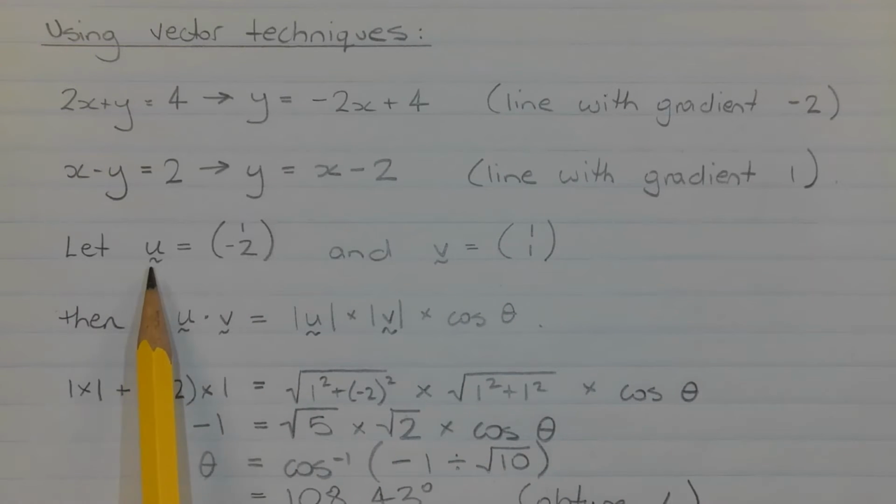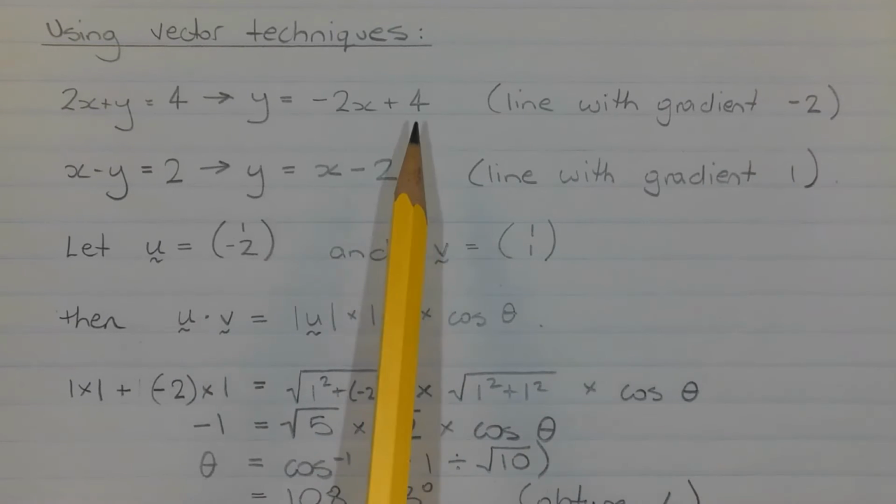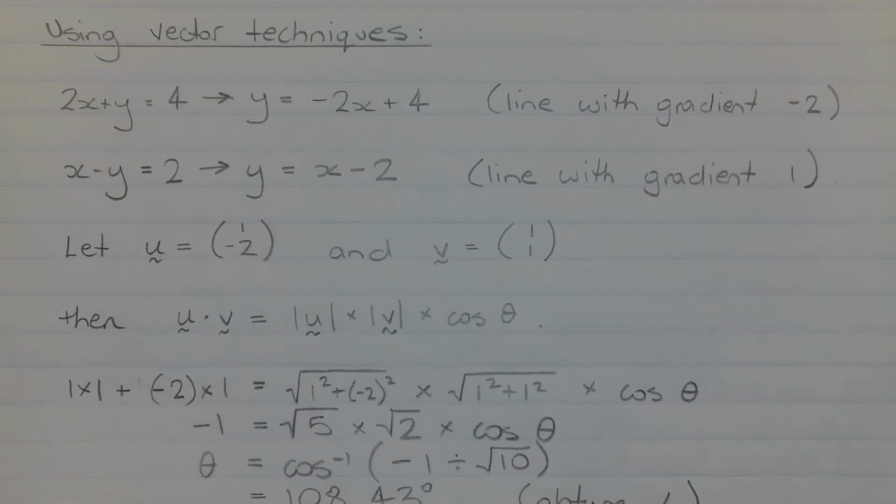Now let vector u equal (1, -2), so a horizontal component of 1 and a vertical component of -2. This corresponds to a line with gradient -2. Notice that the y-intercepts don't actually matter in this case. And vector v is defined as (1, 1), so a horizontal component of 1 and a vertical component of 1.